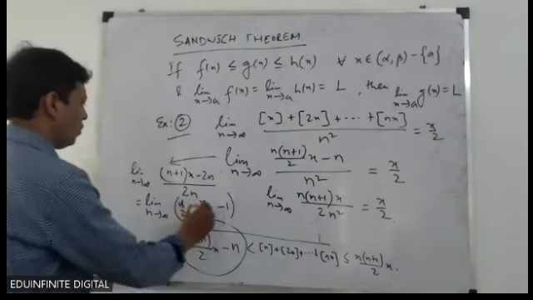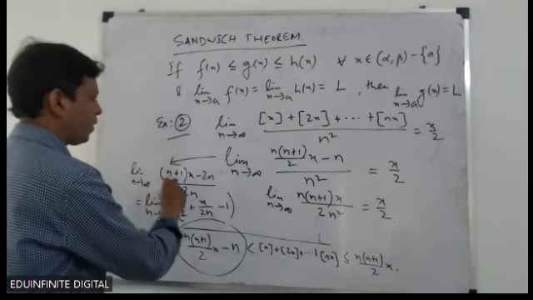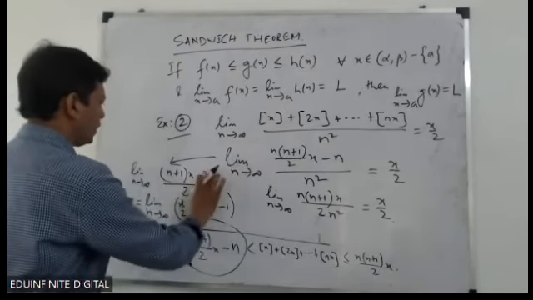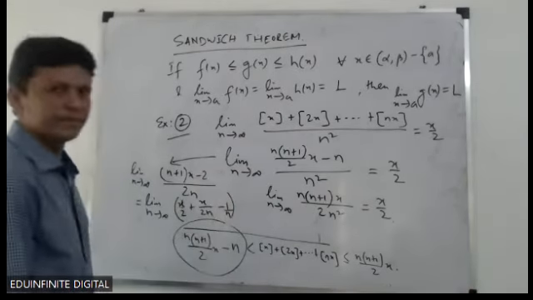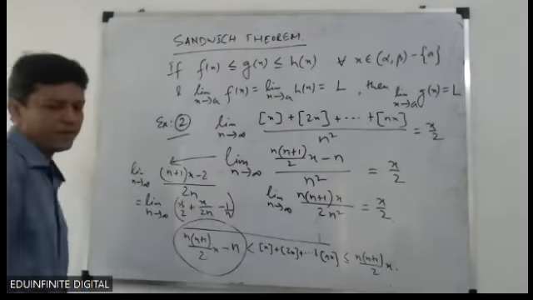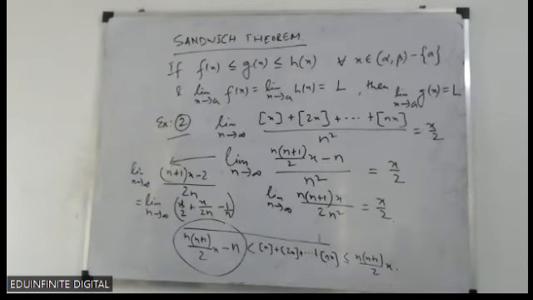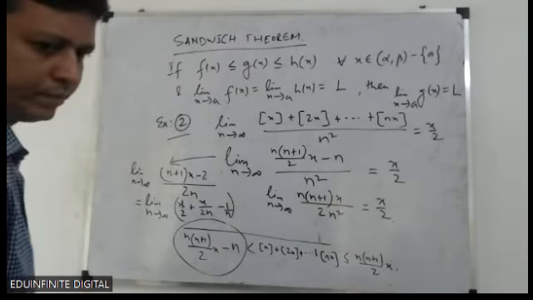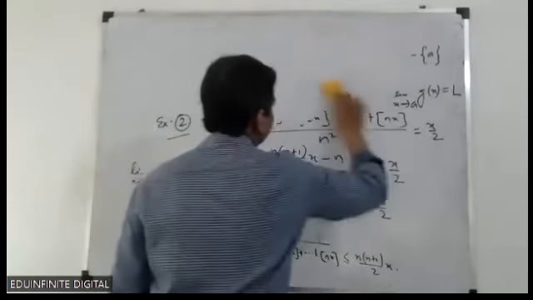This is 0. This is 1. This is 0, this is 0, x by 2. Clear? This is about sandwich.